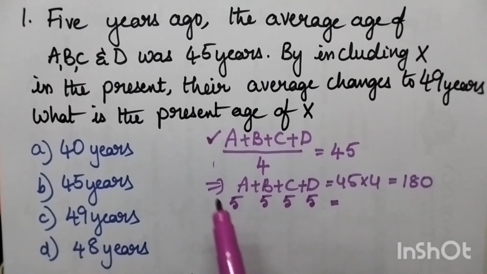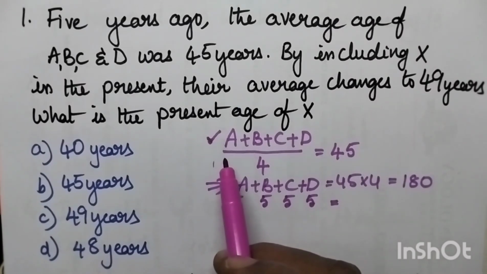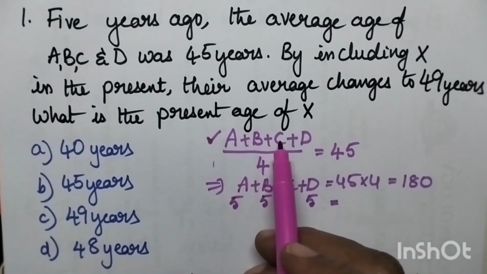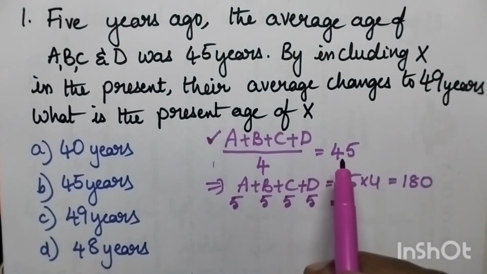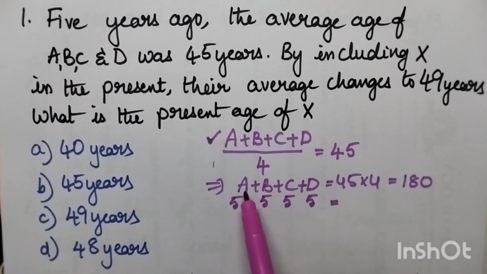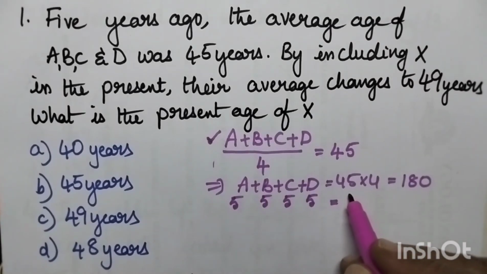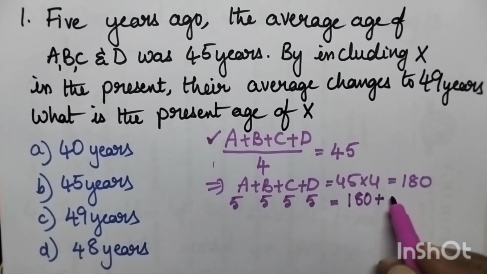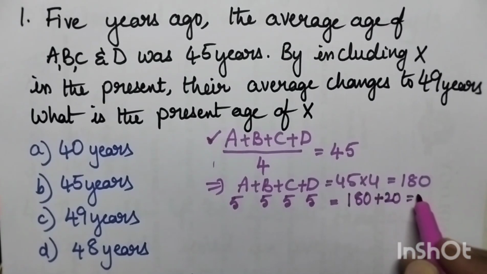Coming to the solution, 5 years ago the average of A, B, C, D is 45. That means A plus B plus C plus D by 4 equal to 45. So 5 years ago the total age of A, B, C, D equal to 45 into 4, that equal to 180. So at present, that means we have to add 5 to each member. Then the total age at present of A, B, C and D will become 200.